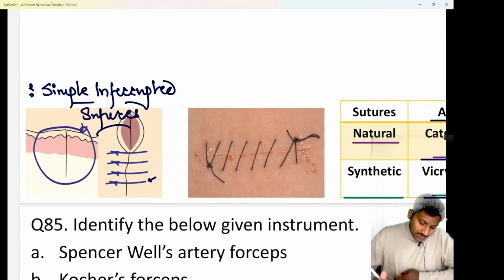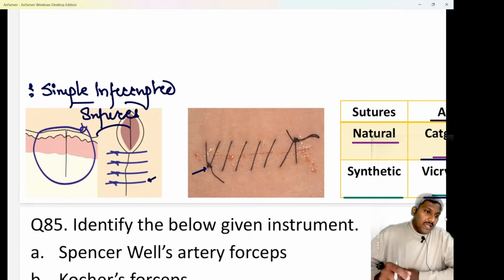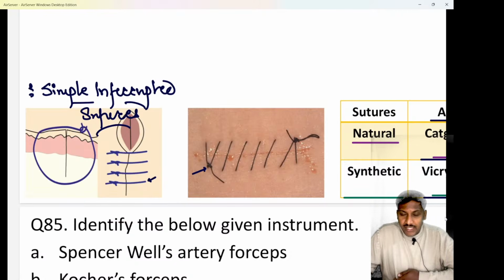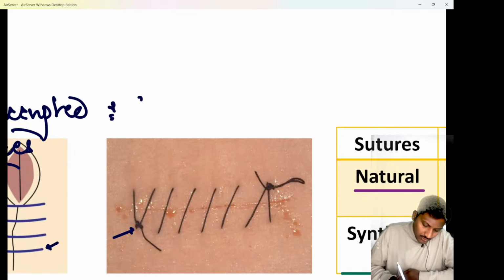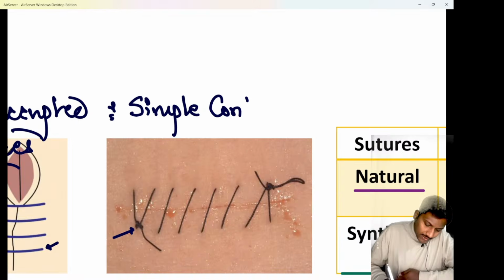Whereas in the second picture, you can see once we have tied a knot, after that we keep on taking bite after bite after bite, and we are not tying knots in between. We are not cutting the suture in between. Whenever you are not cutting the suture in between, we know it is classically known as a simple continuous suture.